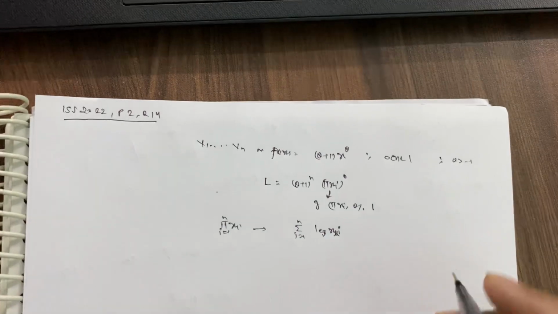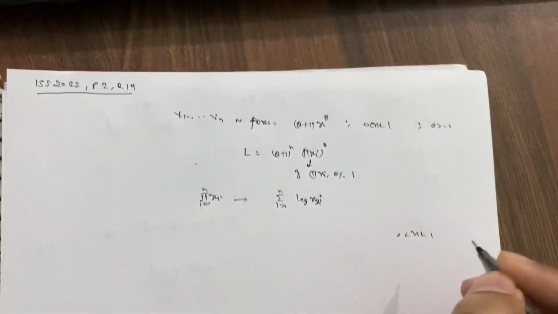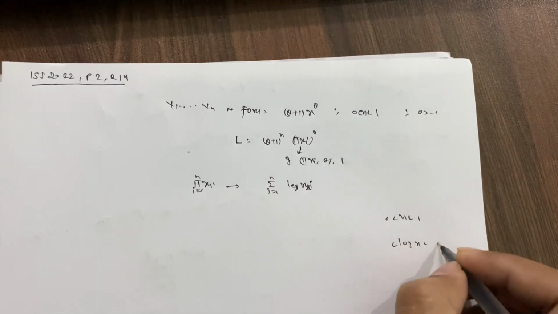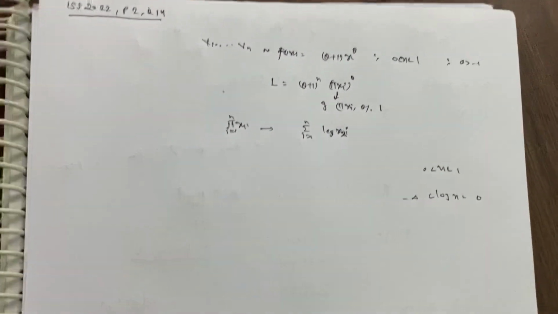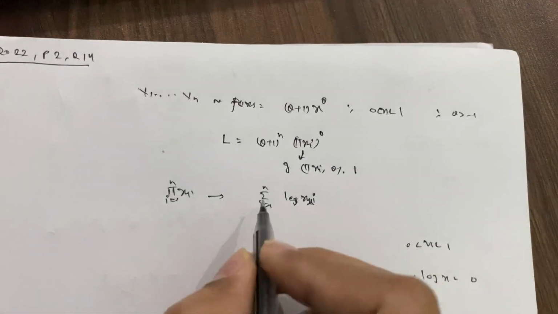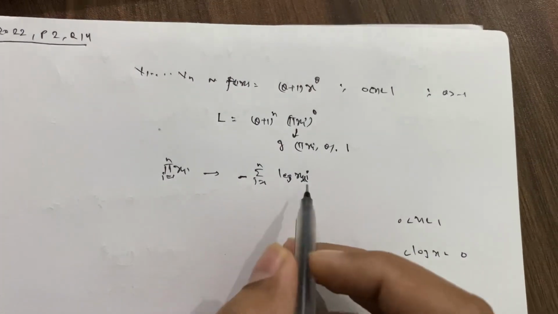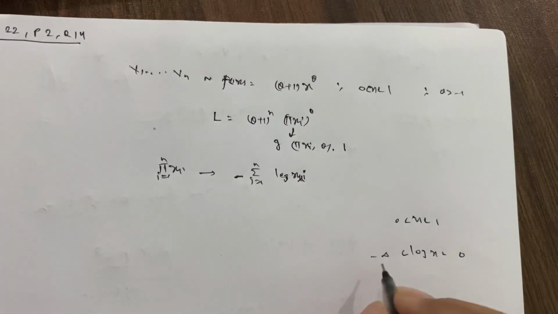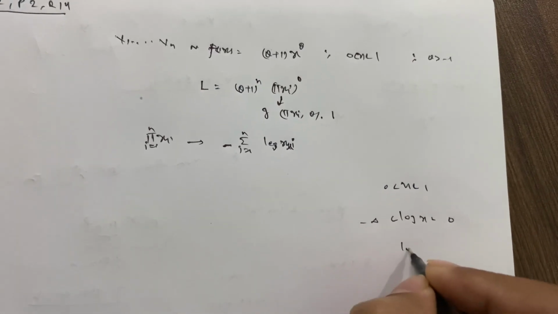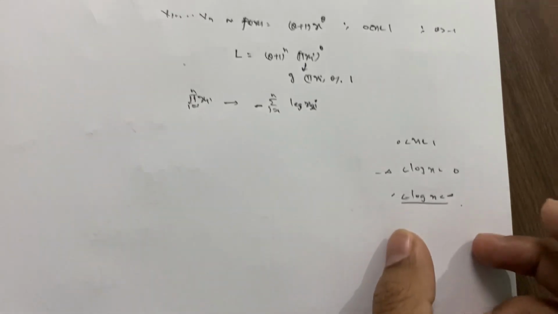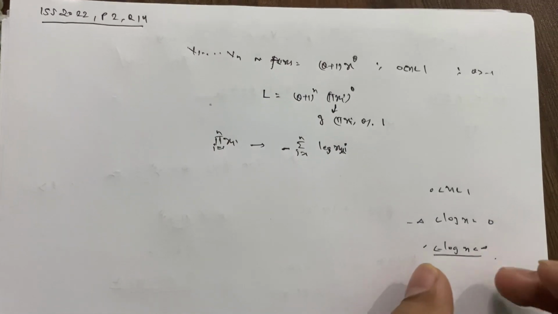But we also need to consider that x lies between 0 and 1. If we take the log of x, then log 1 will be 0 and log 0 will be minus infinity. So log x is negative. So it is better to consider the negative, minus log xi, instead of plus log xi. It will be helpful for the calculation. Now multiply by minus here, so minus log x will be positive. So the range of minus log x is positive.